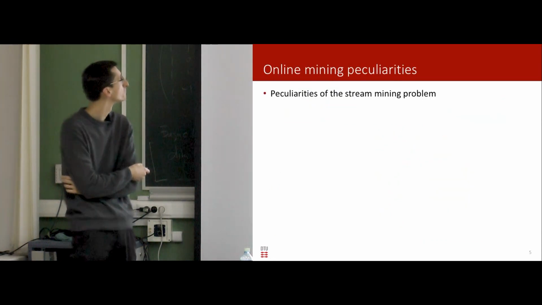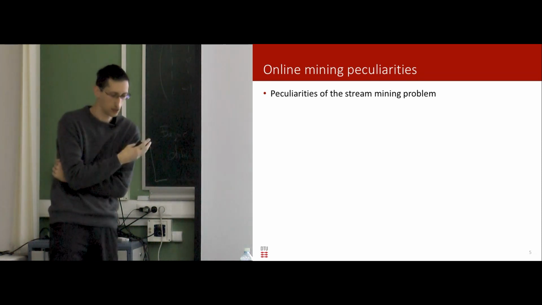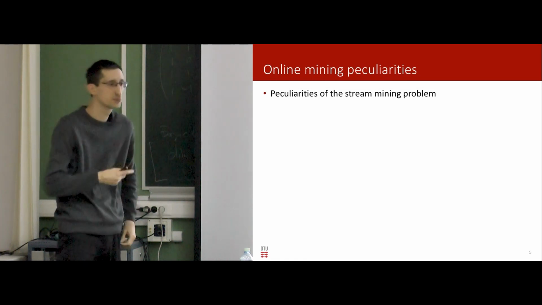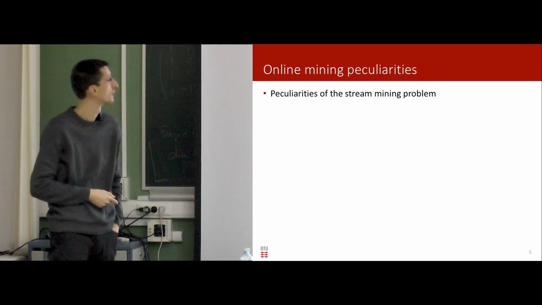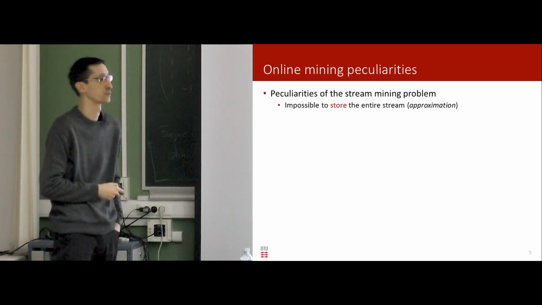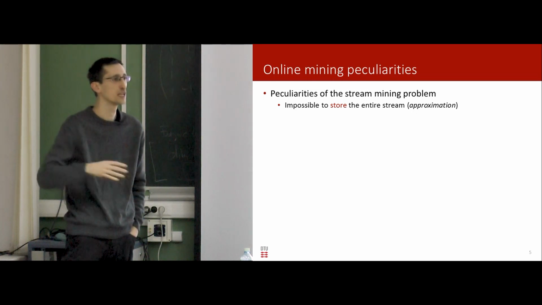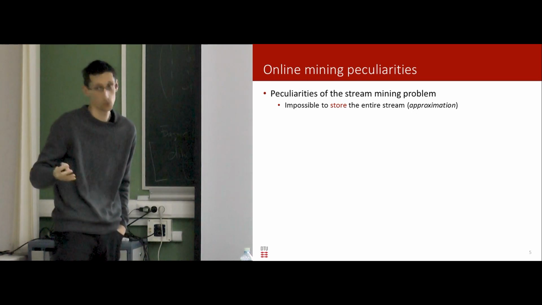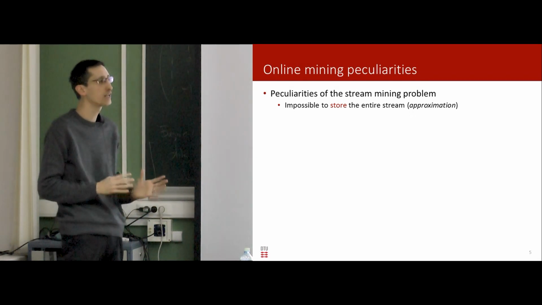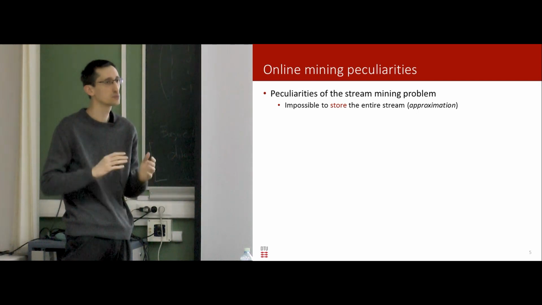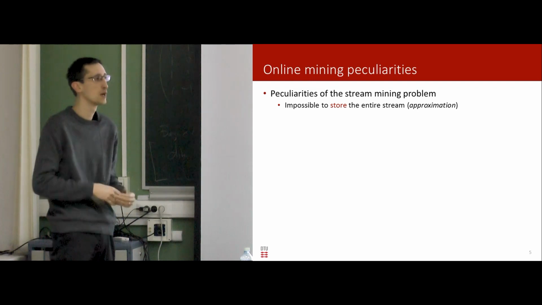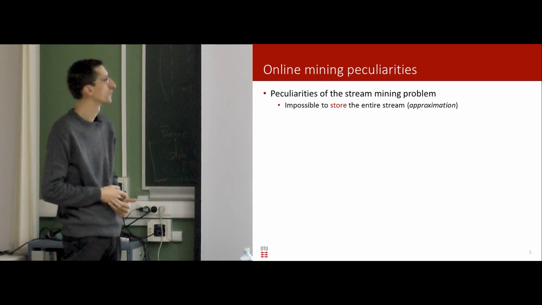From a computer science point of view, we have some constraints that are typically identified in the literature. The first is that we cannot store the entire stream. The stream is assumed to be infinite, which means we cannot store it, so we have to do some approximation. In online process analysis, we're always talking about approximation. We can refine our approximation as much as we want, but we cannot guarantee perfect results.